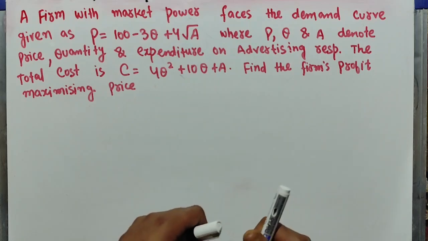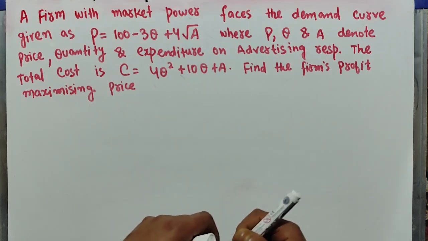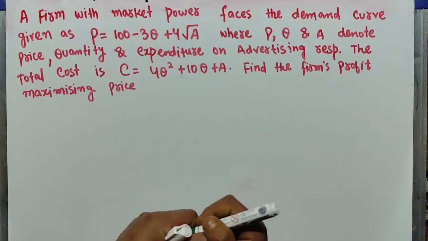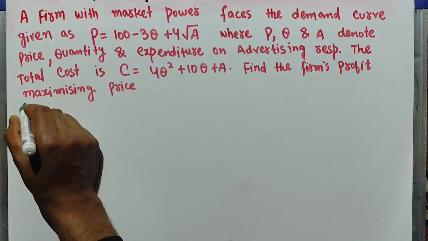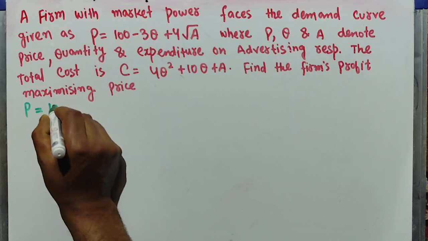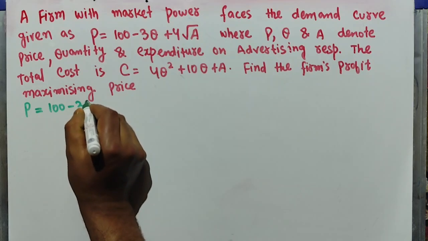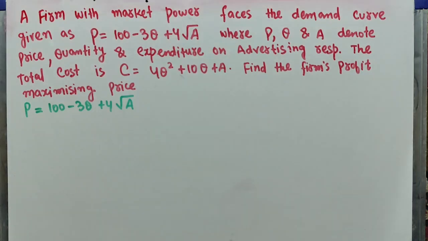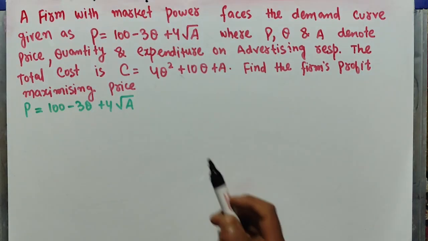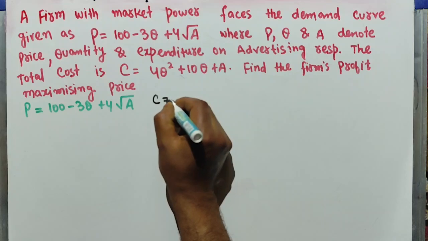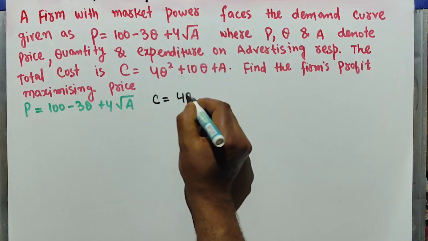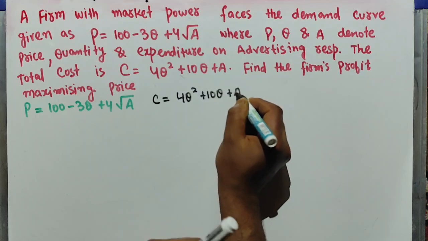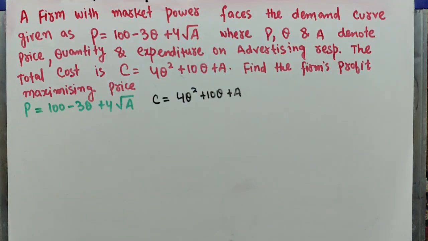We will also calculate the profit maximizing quantity and the level of advertising expenditure in this question. So what we have been given: the inverse demand function, that is P is equal to 100 minus 3Q plus 4 under root A. This is the demand function. Also we have been given the cost function, that is C is equal to 4Q square plus 10Q plus A. This is the cost function for the firm.